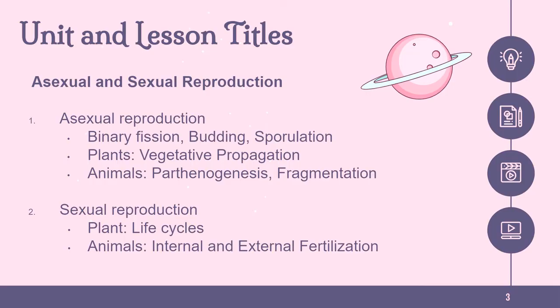These are the unit and lesson titles for this video playlist. First, we will look into the different forms of asexual reproduction. That includes binary fission, budding, sporulation, and vegetative propagation for plants, while we look into parthenogenesis and fragmentation for animals. Then we will look into sexual reproduction. For plants, those will be their life cycles. And for animals, we will look into internal and external fertilization. In this video, we are going to focus on asexual reproduction.